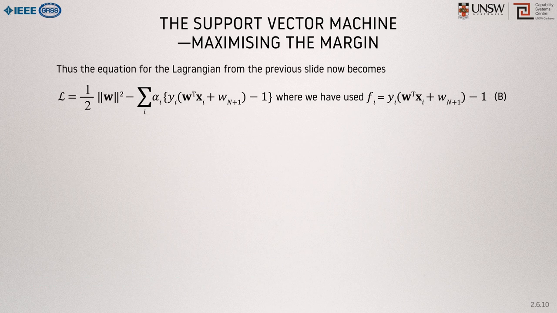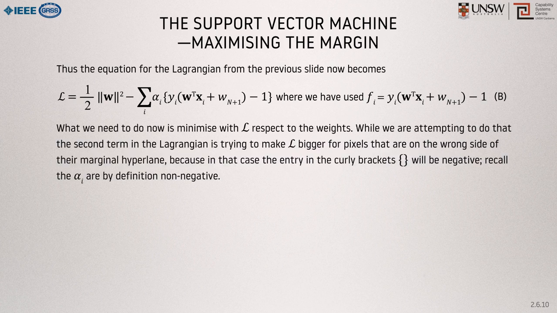Thus, the Lagrangian to be minimized is as shown at the top of this slide. We need now to find the weights in the hyperplane expression that minimizes this Lagrangian function. While we are trying to do that, the second term in the Lagrangian is trying to push up its value if pixels are on the wrong side of the respective hyperplane. So the hyperplane needs to be placed such that that effectively doesn't happen.